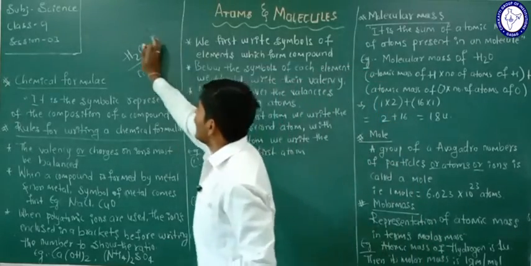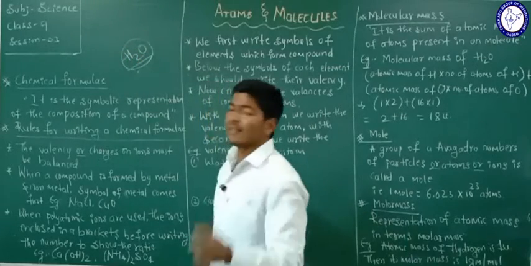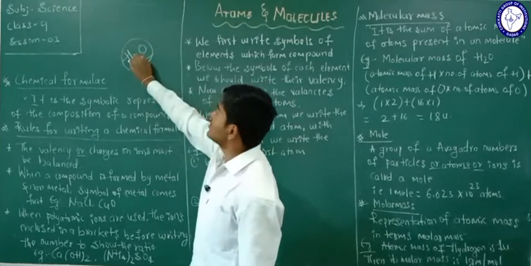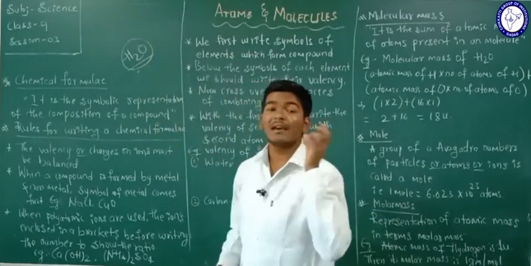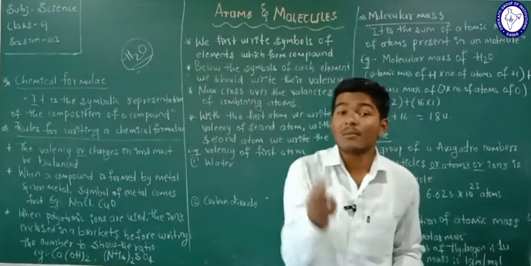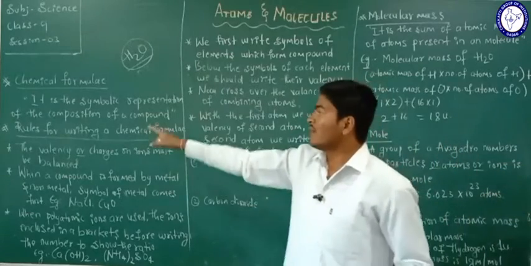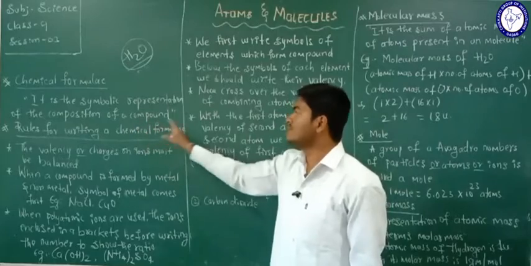We come to know from this chemical formulae that a water molecule contains 2 atoms of hydrogen and 1 atom of oxygen, isn't it? It shows the chemical composition present in one molecule of any compound. So what is chemical formulae? It is the symbolic representation of the composition of a compound.